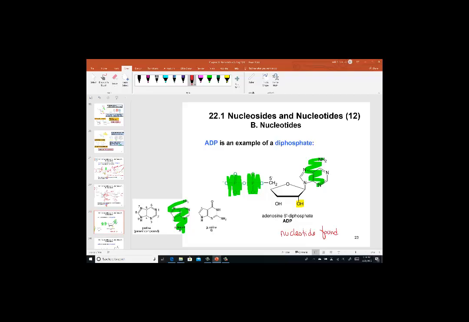And that would be in RNA because the oxygen is present. If the OH group is lacking at carbon 2, it's a building block of DNA. If the OH group is present at carbon 2, those are building blocks of RNA.